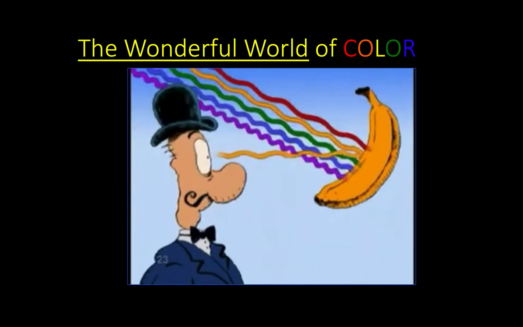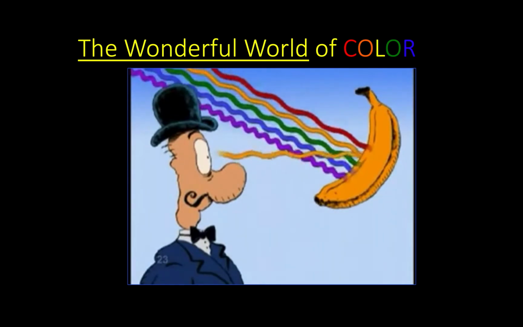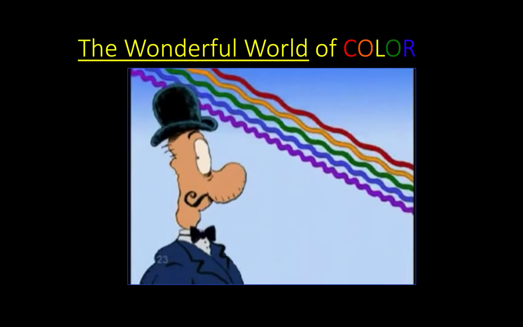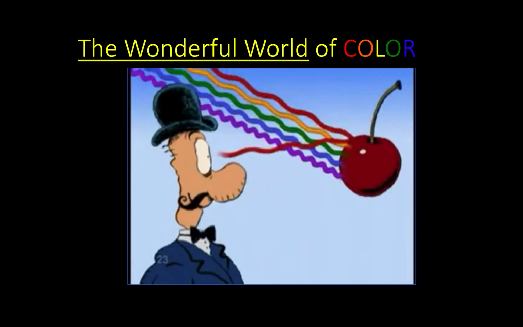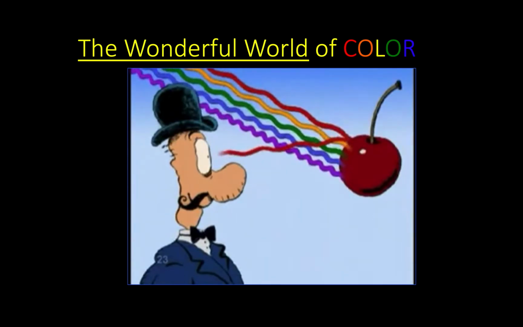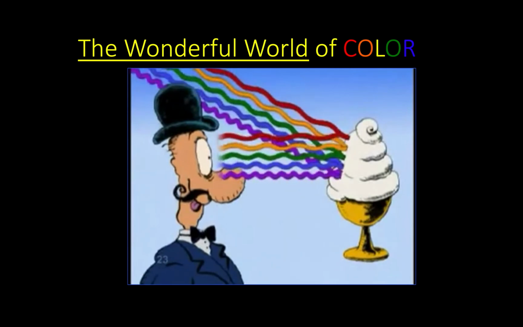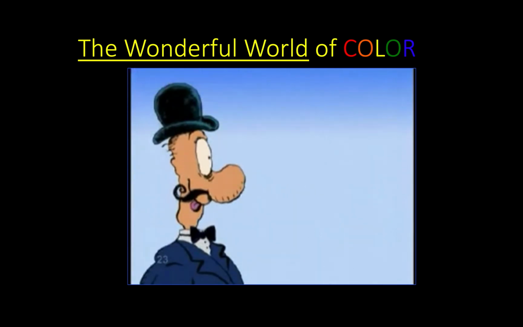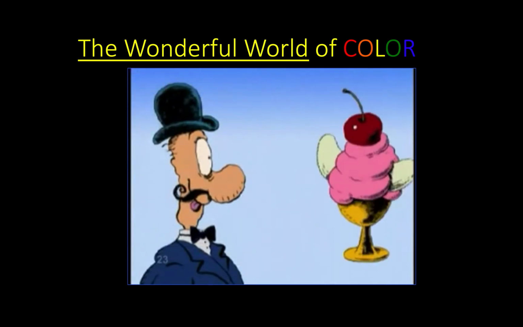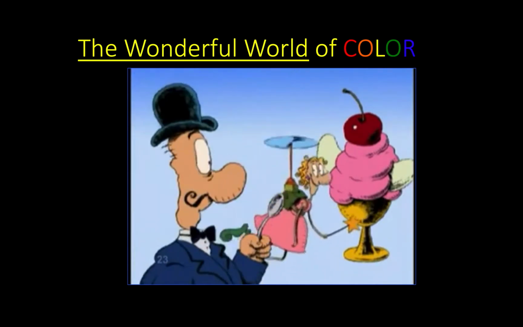A banana looks yellow because its surface absorbs all wavelengths except yellow, which is reflected back to our eyes. In the same way, a cherry looks red because its skin absorbs all colors except red. And vanilla ice cream gives the illusion of being white because it reflects all wavelengths of light. So, color doesn't really exist, but it does have a very real effect on us.